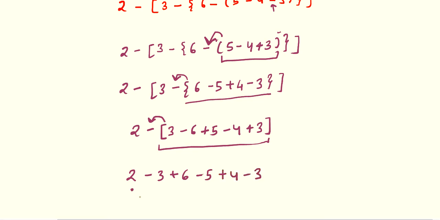Now 2 is a positive number, 6 is a positive number, 4 is a positive number. So 2 plus 6 is 8, 8 plus 4 is 12. Then minus 3 and minus 5, minus 3 and minus 5, then in the last minus 3. So negative, negative, negative you have to add. When it is negative, negative, negative, they are added, but the sign of the answer is negative. So 3 plus 5 is 8, and 8 plus 3 is 11. So 11 along with negative, so 12 minus 11, and the answer is 1.